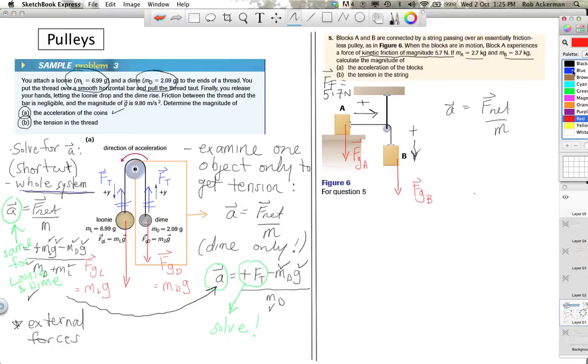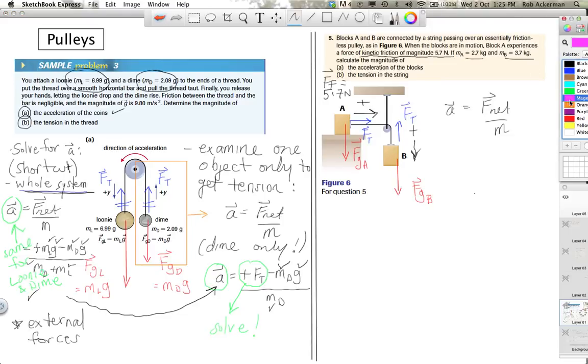What else have we got? Well, there is tension in the rope, and that would be up for B. It would also be to the right for A, in much the same way that the tensions went opposite directions over here with the loonie and the dime. And these are the same tensions for reasons I discussed earlier, so they just get FT. You don't have to write A and B for those.